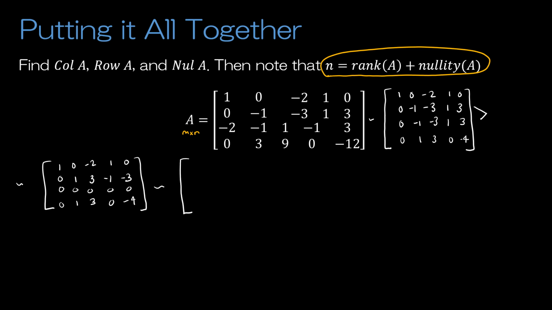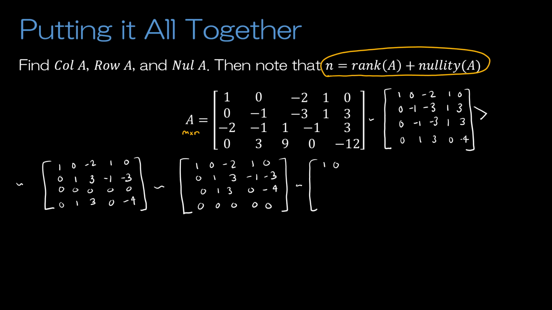Continuing my work, my first row gets to just hang out until the end. My second row I'm going to keep as it is. I'm going to switch row 3 to row 4 because I want all of the zeros on the bottom. And then I've got 0, 1, 3, 0, negative 4. So from here, if I wanted to, I've tried not to do too much on any one step, but I could have taken negative row 2 plus row 4, which is what I'm going to do now.